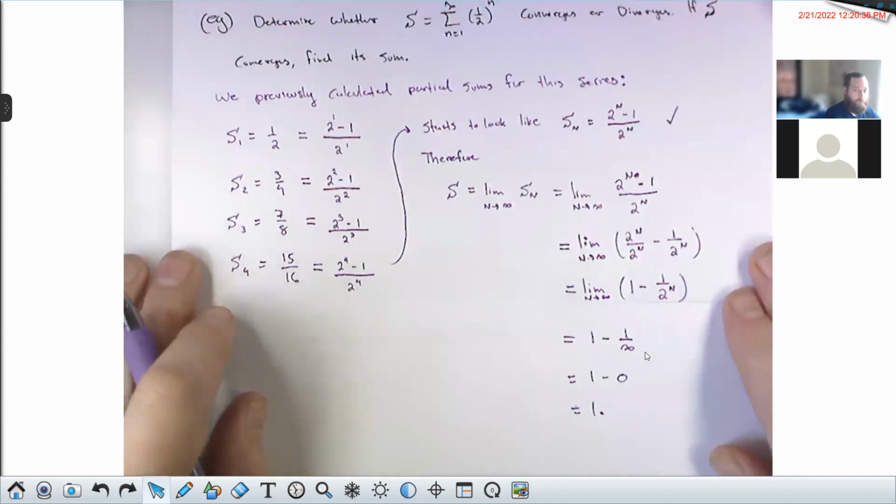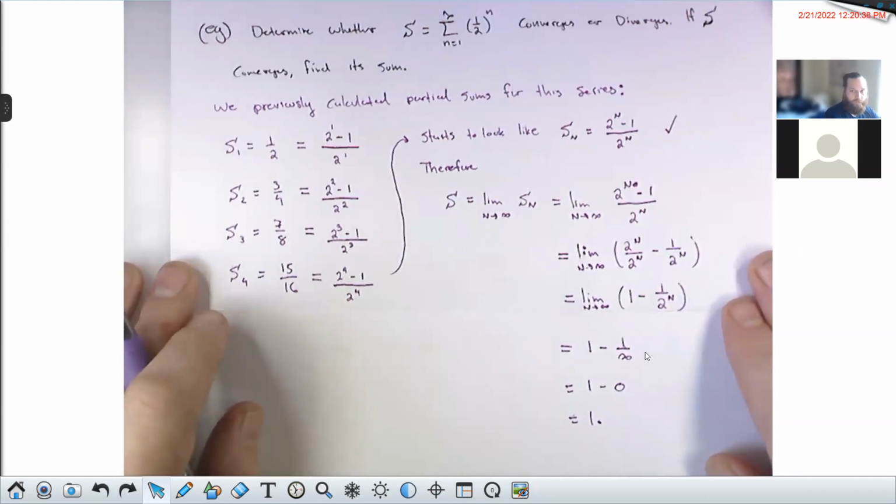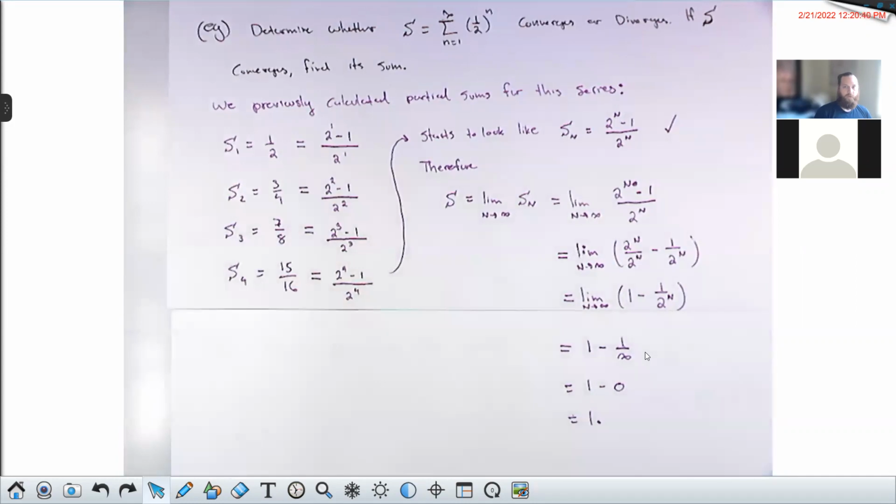What we've just shown is that the infinite series sigma n from 1 to infinity of 1 over 2 to the n comes out to 1. By calculating its nth partial sum, finding a nice formula for the nth partial sum, and believe me, this is in general a hard thing to do, and then taking the limit of that.